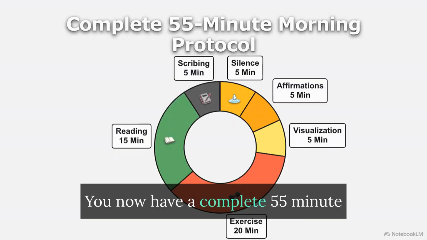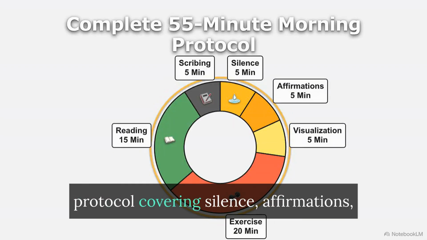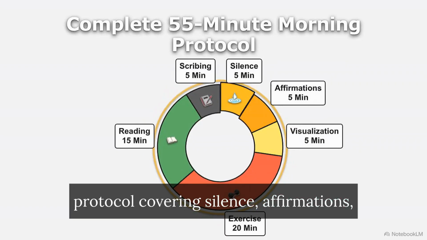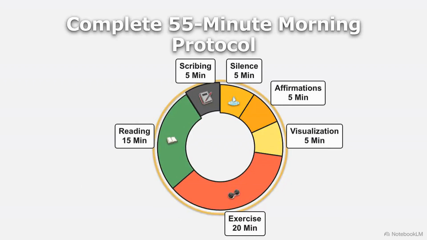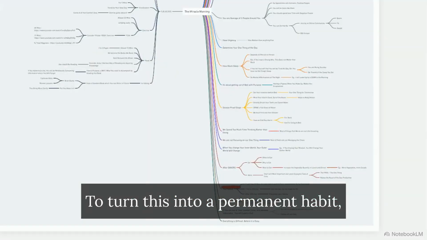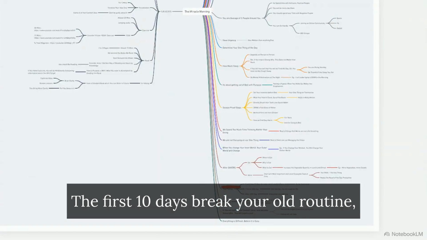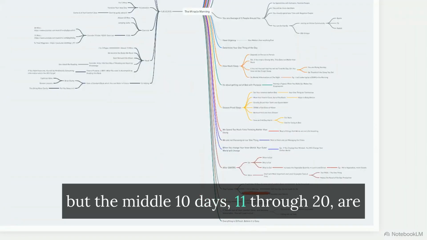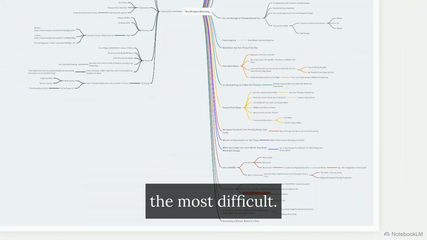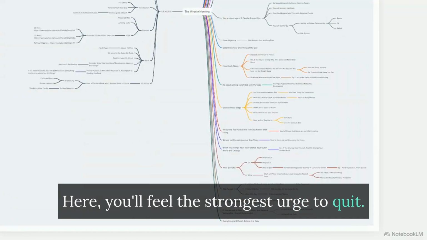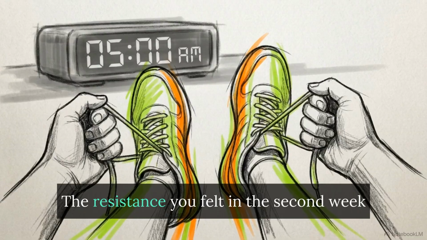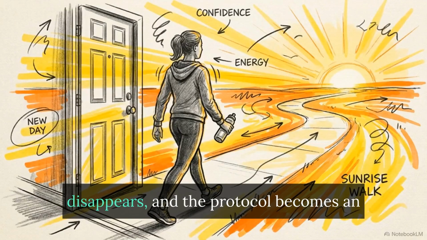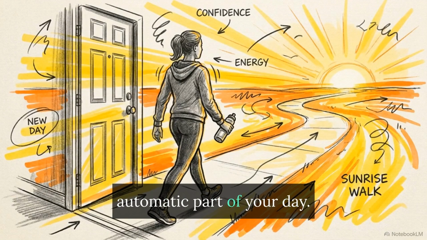You now have a complete 55-minute protocol covering silence, affirmations, visualization, exercise, reading, and scribing. To turn this into a permanent habit, navigate the 30-day funnel. The first 10 days break your old routine, but the middle 10 days, 11 through 20, are the most difficult. Here, you'll feel the strongest urge to quit. If you can reach day 30, the routine starts to feel natural. The resistance you felt in the second week disappears, and the protocol becomes an automatic part of your day.